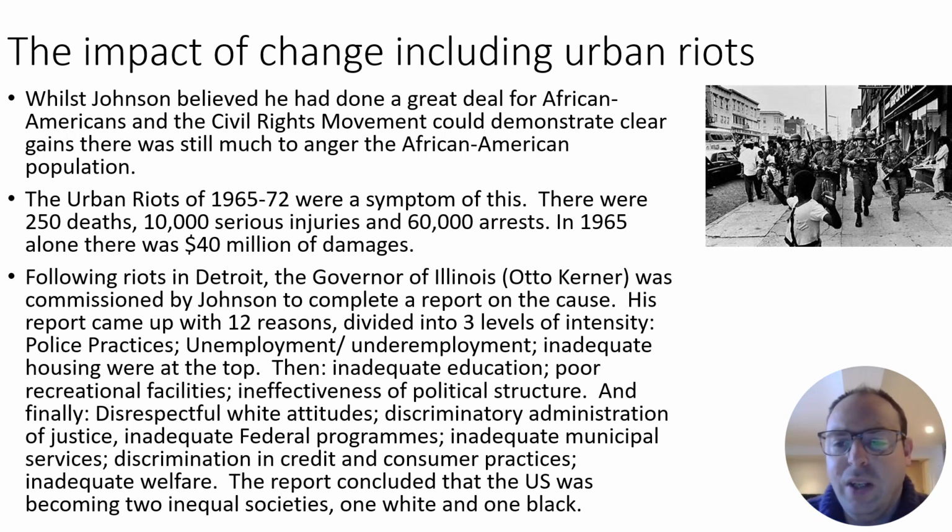So whilst Johnson believed he'd done a great deal for African Americans and the civil rights movement could demonstrate clear gains, there was still much anger amongst the African American population, because although some of the legal things had changed, the attitudes amongst the white population hadn't changed enormously in a lot of cases, and the lives of African Americans hadn't significantly improved. In the urban riots between 65 and 72, there were 250 deaths, 10,000 serious injuries, about 60,000 arrests. In 1965 alone, there were $40 million worth of damages done.